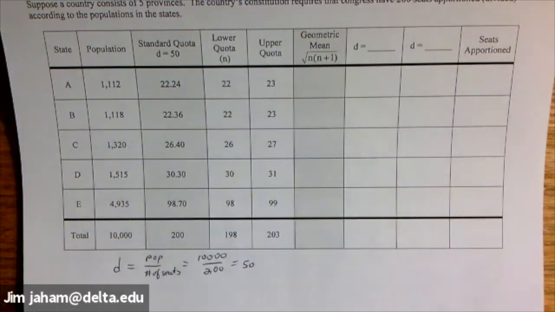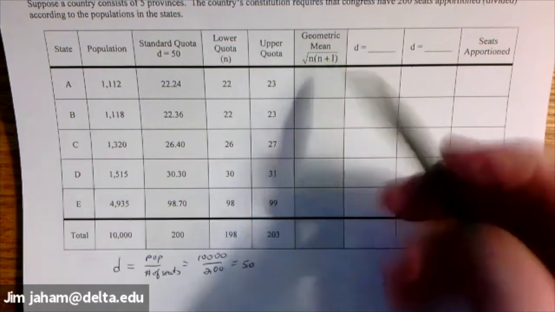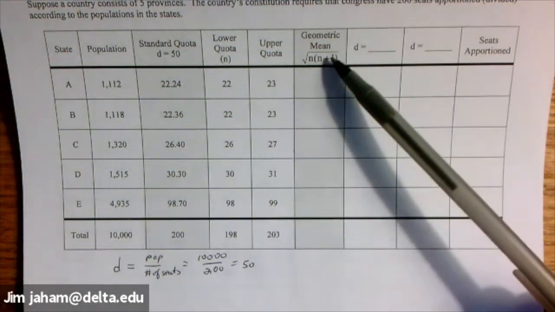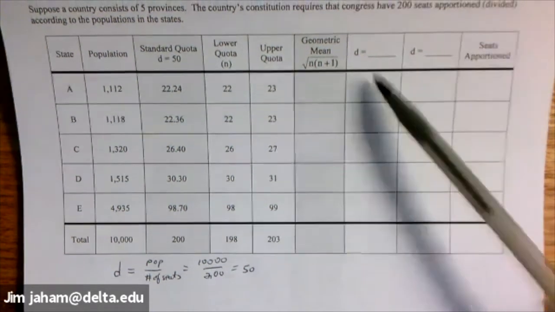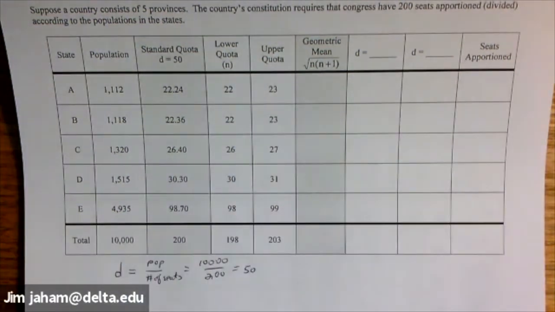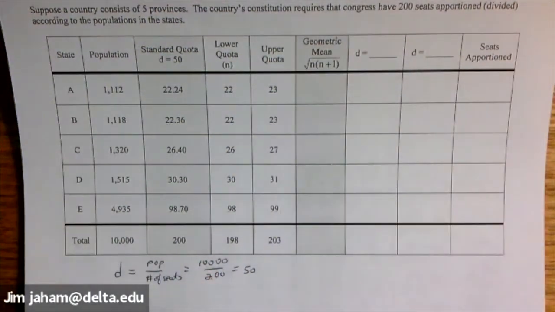Well, in this method here, we're going to calculate the geometric mean. And instead of rounding up or rounding down or rounding mathematically like we do in the other methods, we're going to round based on the geometric mean. So if the standard quota that we calculate here is greater than the geometric mean, then we take the upper quota instead of the lower quota. So we're always going to start this method with the lower quota, and sometimes we're going to move up to the upper quota. And in that way, we'll never violate the quota rule.